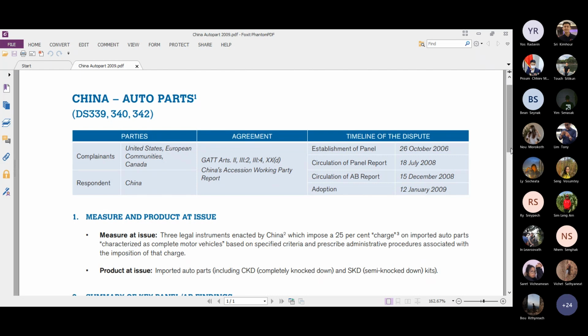Here the complainants are the US, EU, and Canada, and the respondent is China. Again, under WTO law, the word EC, or European Community, here refers to the European Union. Keep in mind, EC means EU. And the agreements that the US, European Union, and Canada found China violating are GATT Article 2, GATT Article 3 Para 2, GATT Article 3 Para 4, GATT Article 20 Para (b), and also China's Accession Protocol and Working Party Report in 2001. And the timeline of the dispute, the first one is the establishment of the panel.